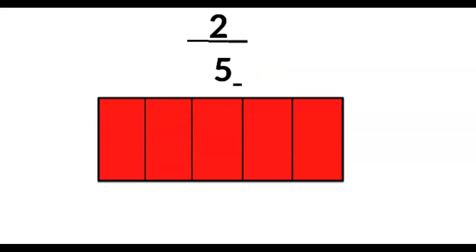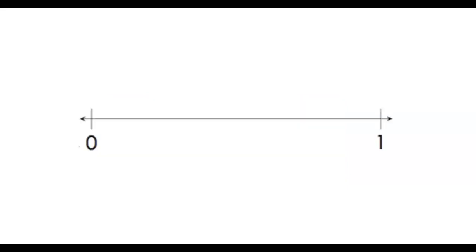We can do the same thing on a number line by simply dividing the number line into 5 equal parts. Let's try it. Between 0 and 1, I will make 5 equal parts, and each part is going to be 1/5 of the whole space. 0, 1, 2, 3, 4, and 5.